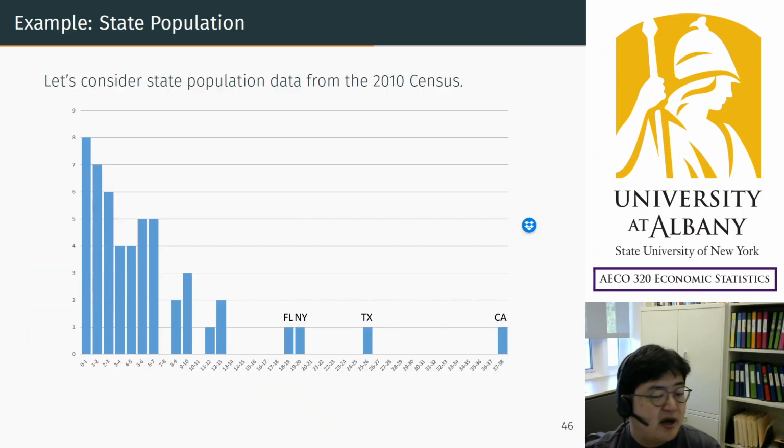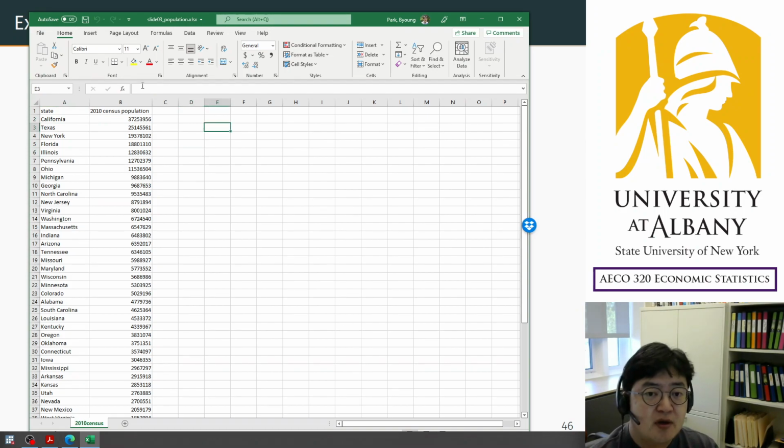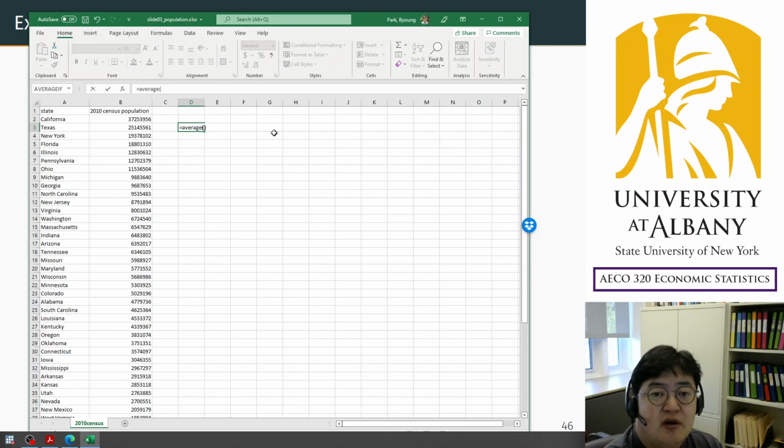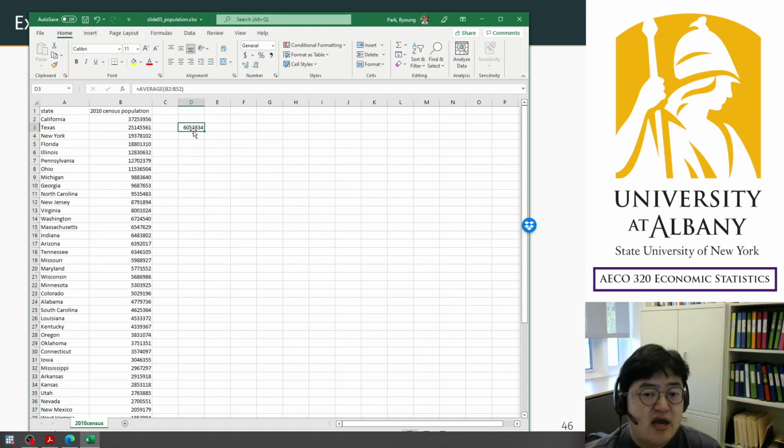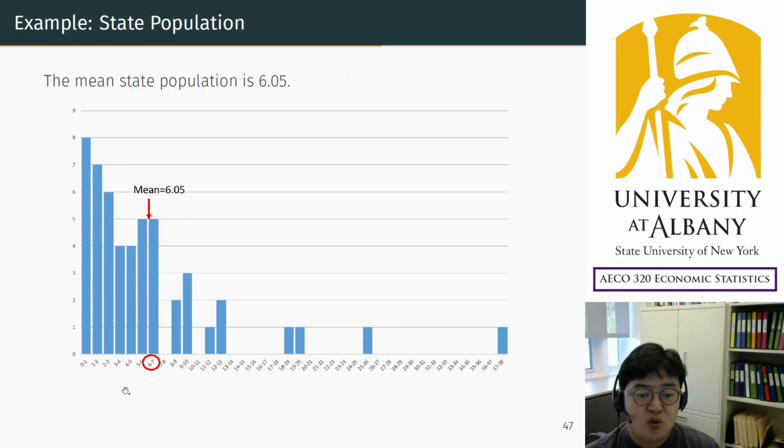Okay, this is data, so you can calculate the average. Let me show you how. In this cell, I'm going to calculate the average. Simply type average, open parentheses, drag the area you would like to calculate the average from, and close the parentheses. This is a simple formula to calculate the average. The answer is 6.05 million. So the average population in 51 states is 6.05, nearly on the lower side of this interval.